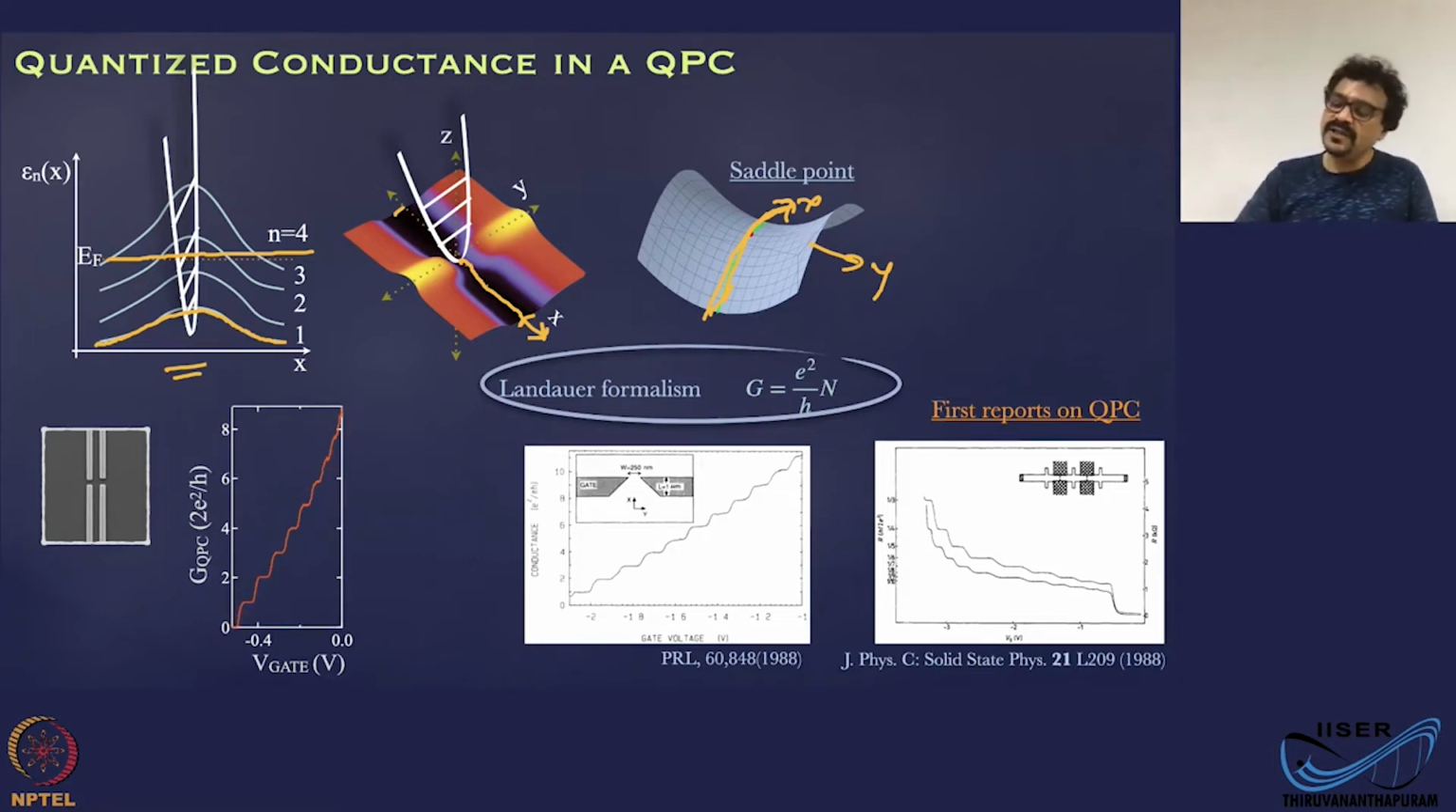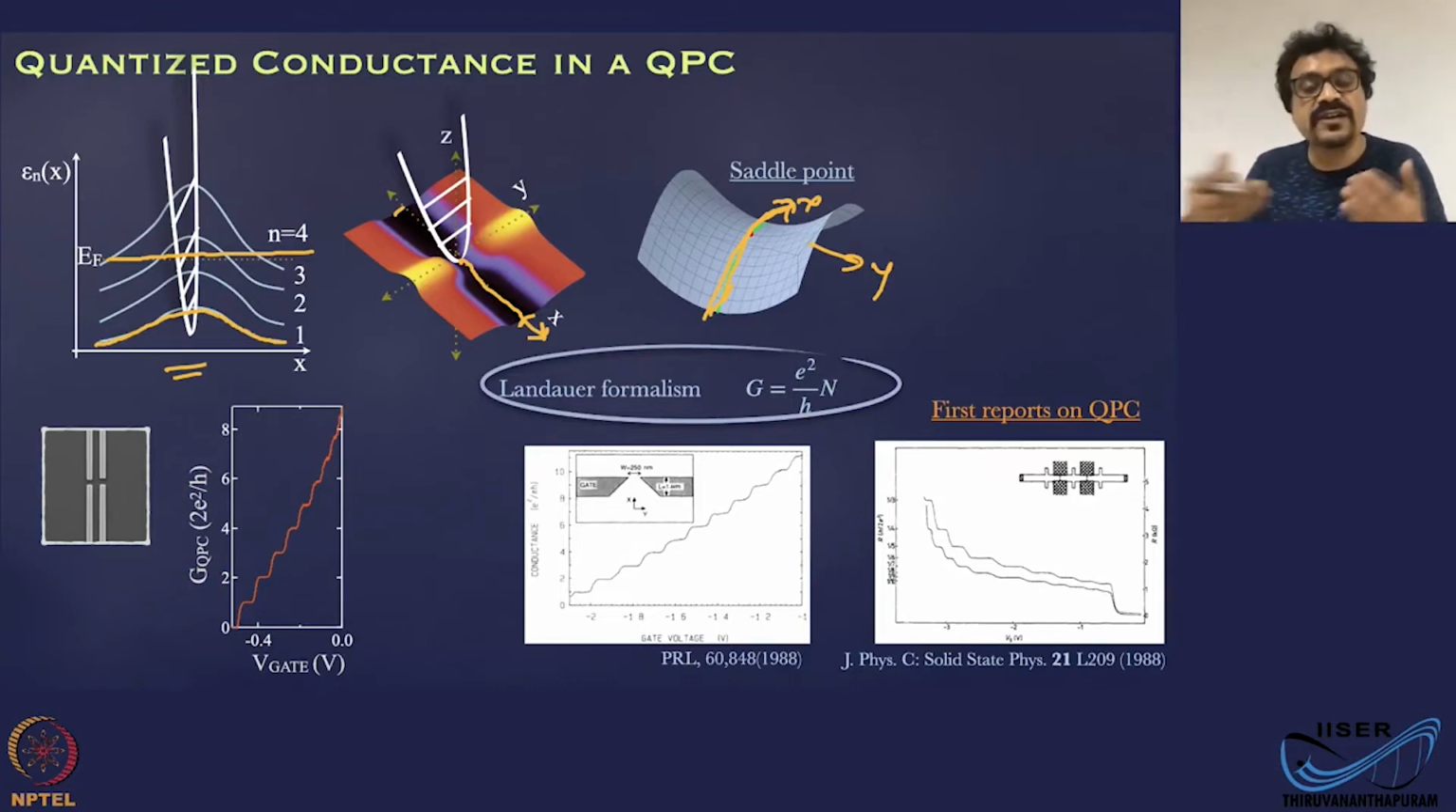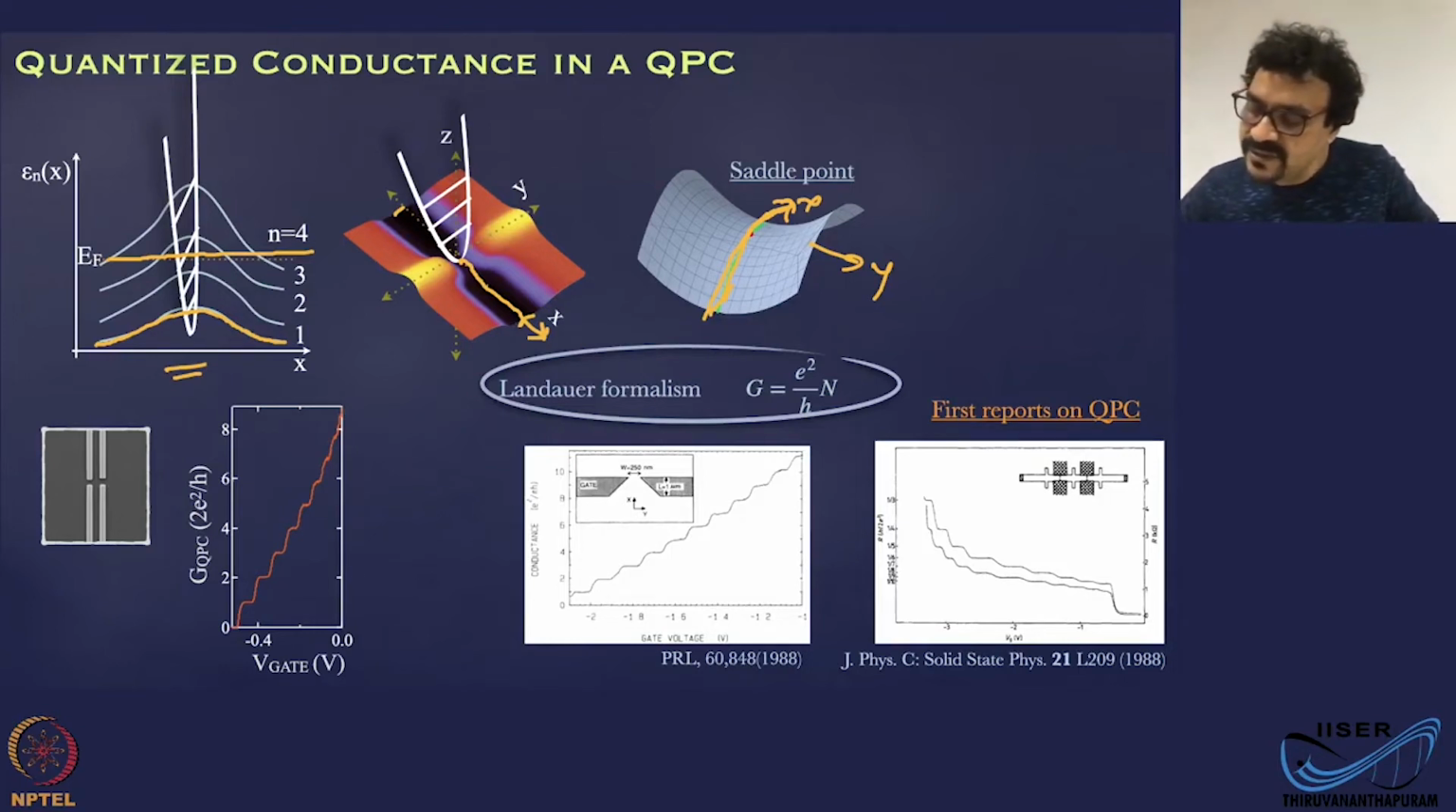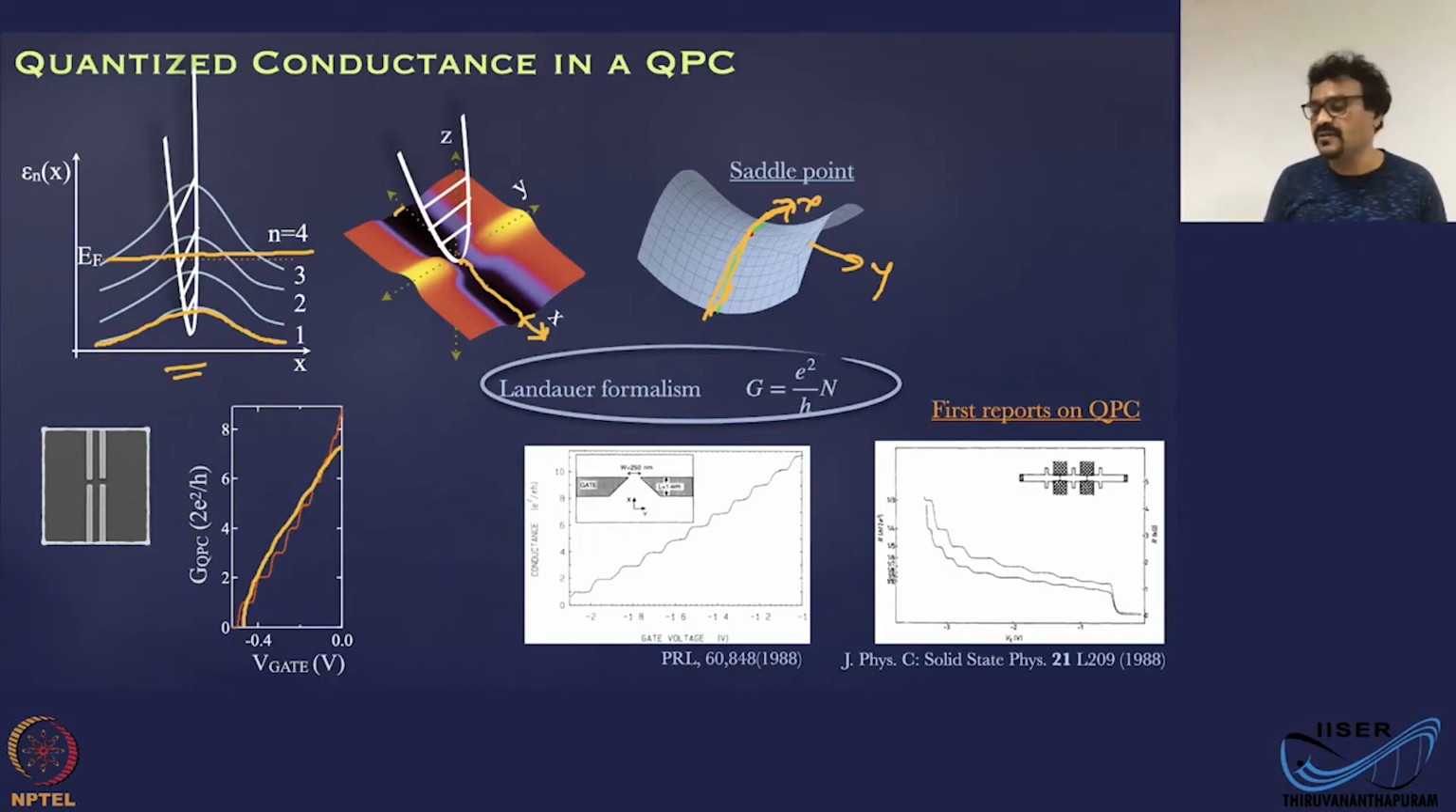So if I plot the conductance as a function of the gate voltage, if it is the usual field effect device, like a FET, then you are going to see a smooth reduction of conductance. It is the usual field effect device, right?